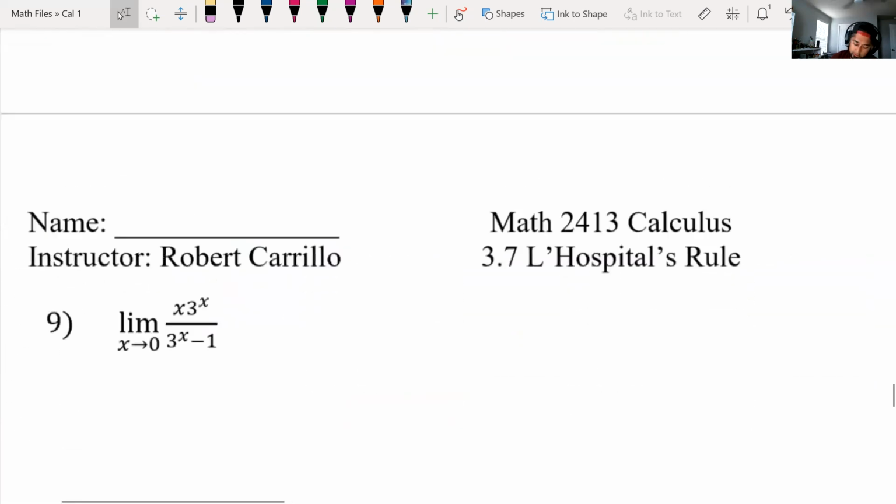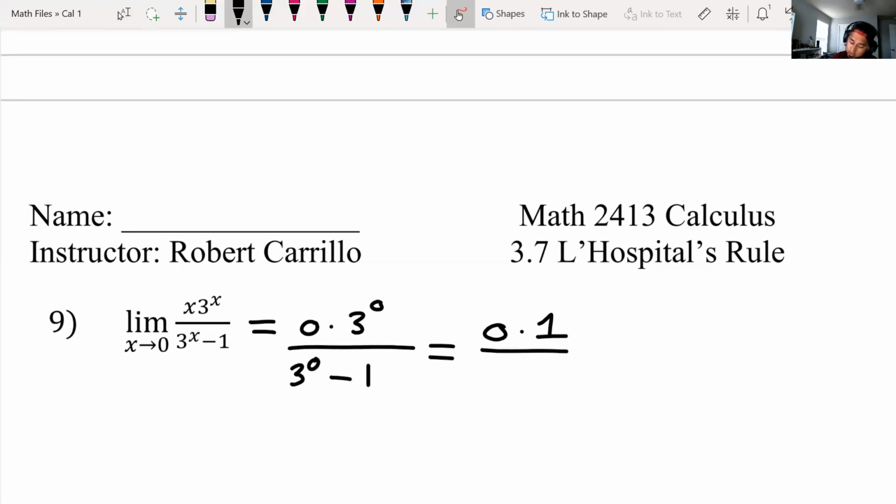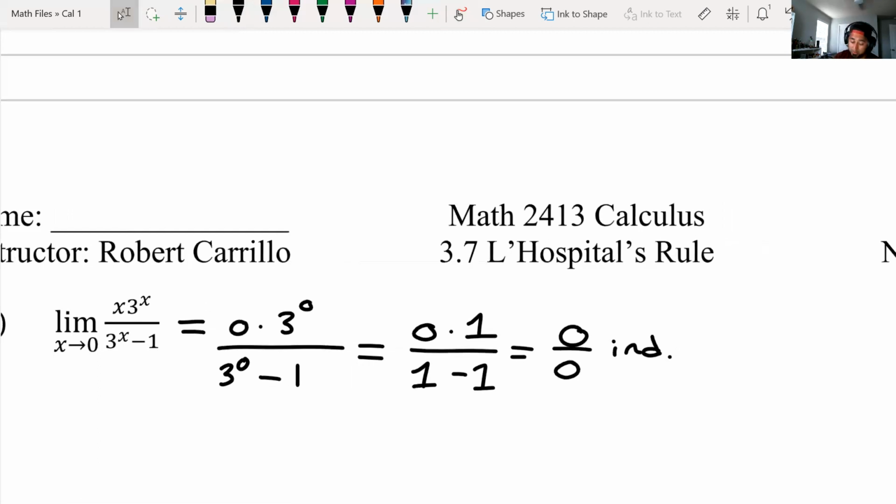9. Oof. Why did I do that one? Okay. So here, plug in 0 again. You get 0 times 3 to the 0th over 3 to the 0th minus 1. That becomes 0 times 1 over 1 minus 1, which gives you 0 over 0, which is indeterminate. Okay, so that means we're going to take the derivative of the numerator and denominator.